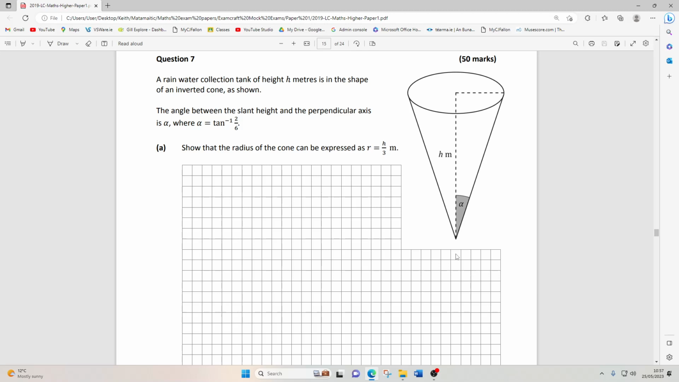I think these questions are a bit awkward, but at least you break it down into stages. So in reverse, tan alpha equals 2 over 6, which is 1/3. In the right angle triangle, tan alpha is R over H, which is equal to 1 over 3, so R has to equal H over 3.